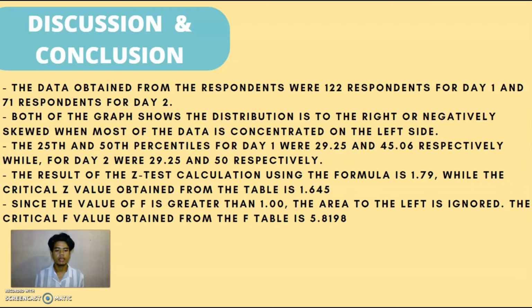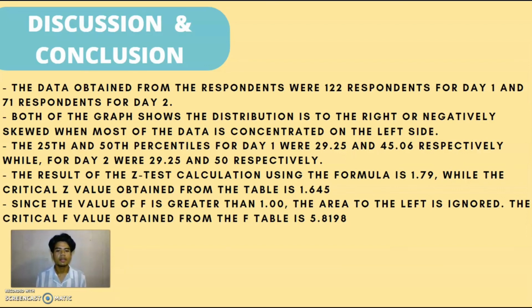So, this chapter contains a survey of the best practices for data collecting and analysis in the field of road safety. Before data collecting and analysis begin, the question of which road safety indicators are considered significant must be addressed first. The data obtained were from 132 respondents for day 1 and 71 respondents for day 2. For the box and whisker plot, both graphs show a negatively skewed distribution, where most of the data is concentrated on the left side.